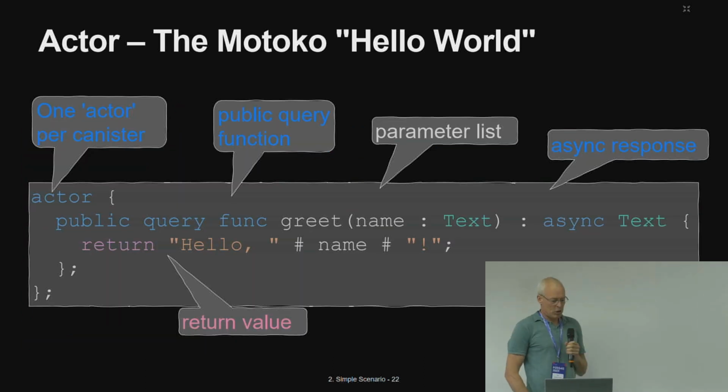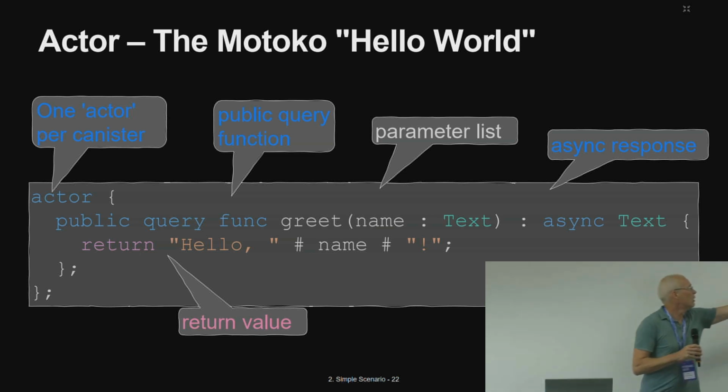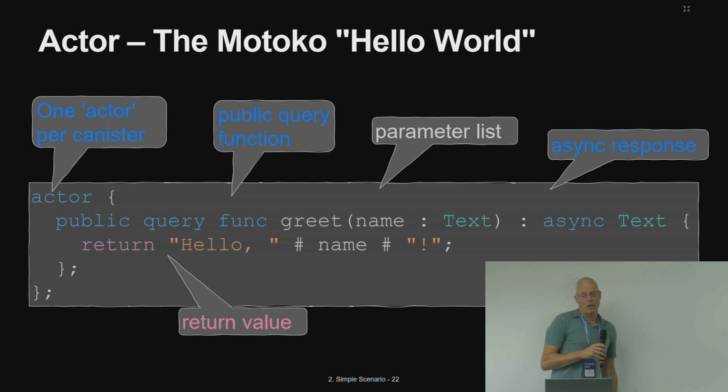Having a look at such an actor, this is the classical hello world. Everyone who's familiar with coding would see this. So you've got a function and a parameter list and an asynchronous response, because you cannot always trust the communication within the internet.